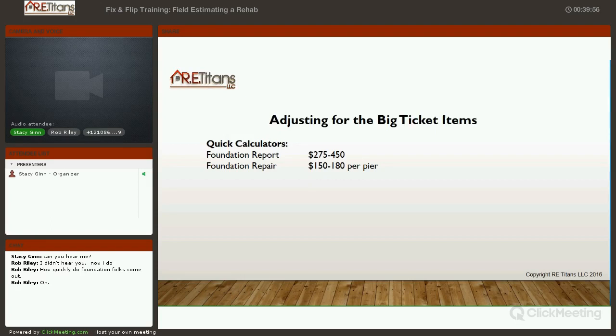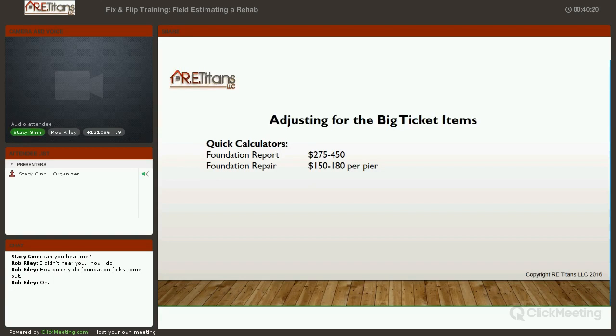Now, a property that has foundation issues, especially to a significant amount, you can't look at and say it's not going to take a lot. It's pretty minimal. You know, we're going to want to know what that number is, and we're going to want to take the time to get that number figured out for us.